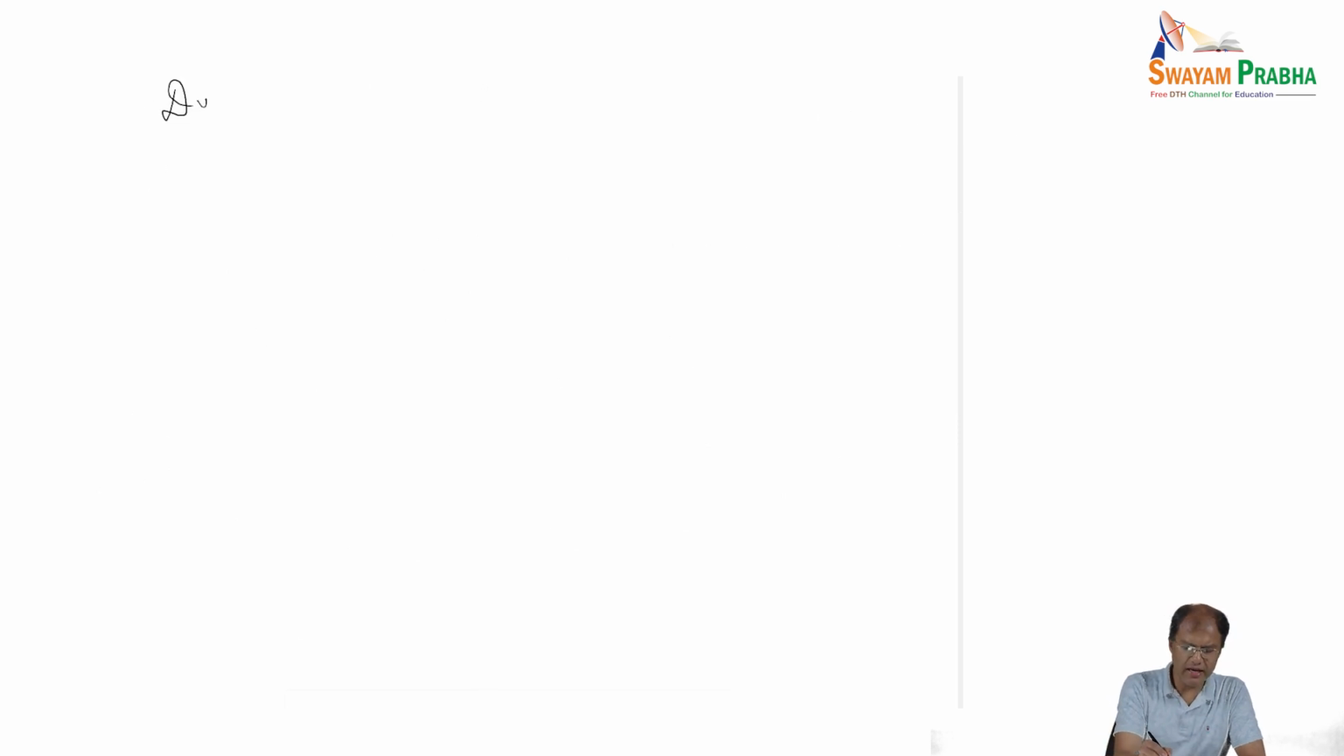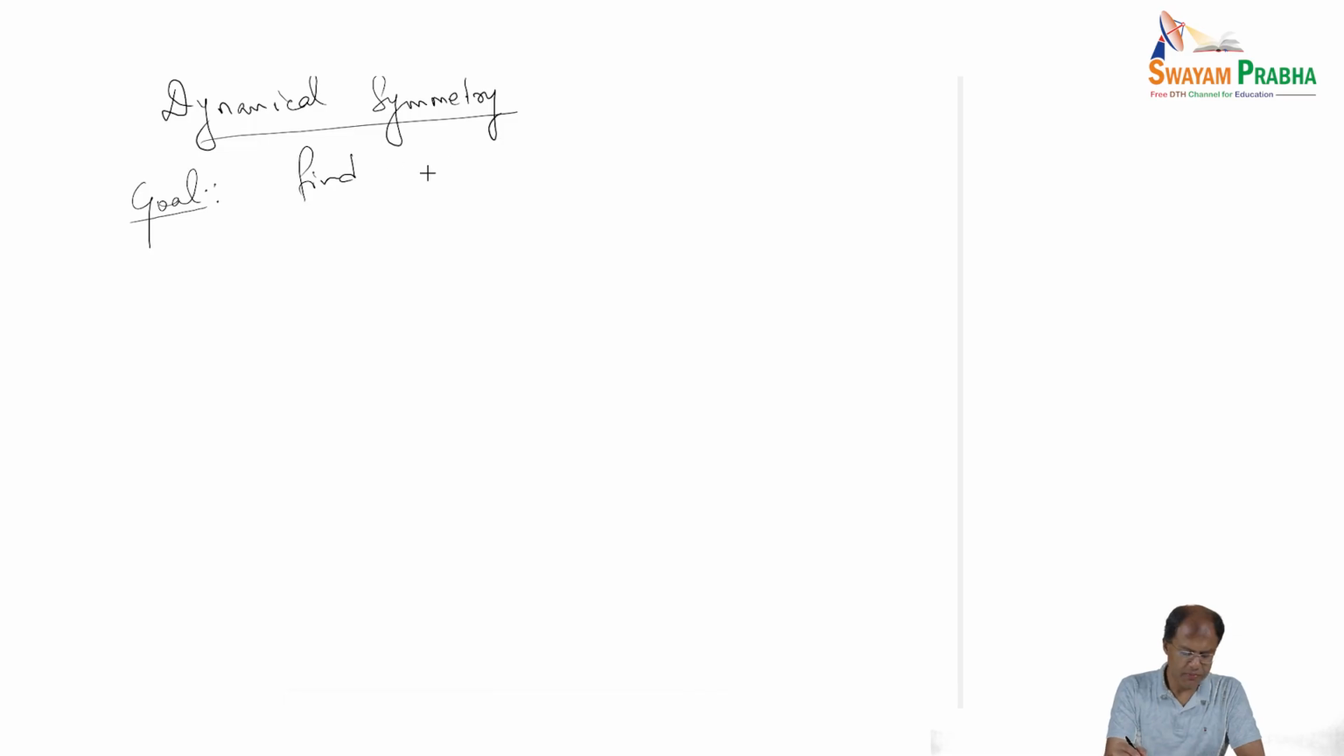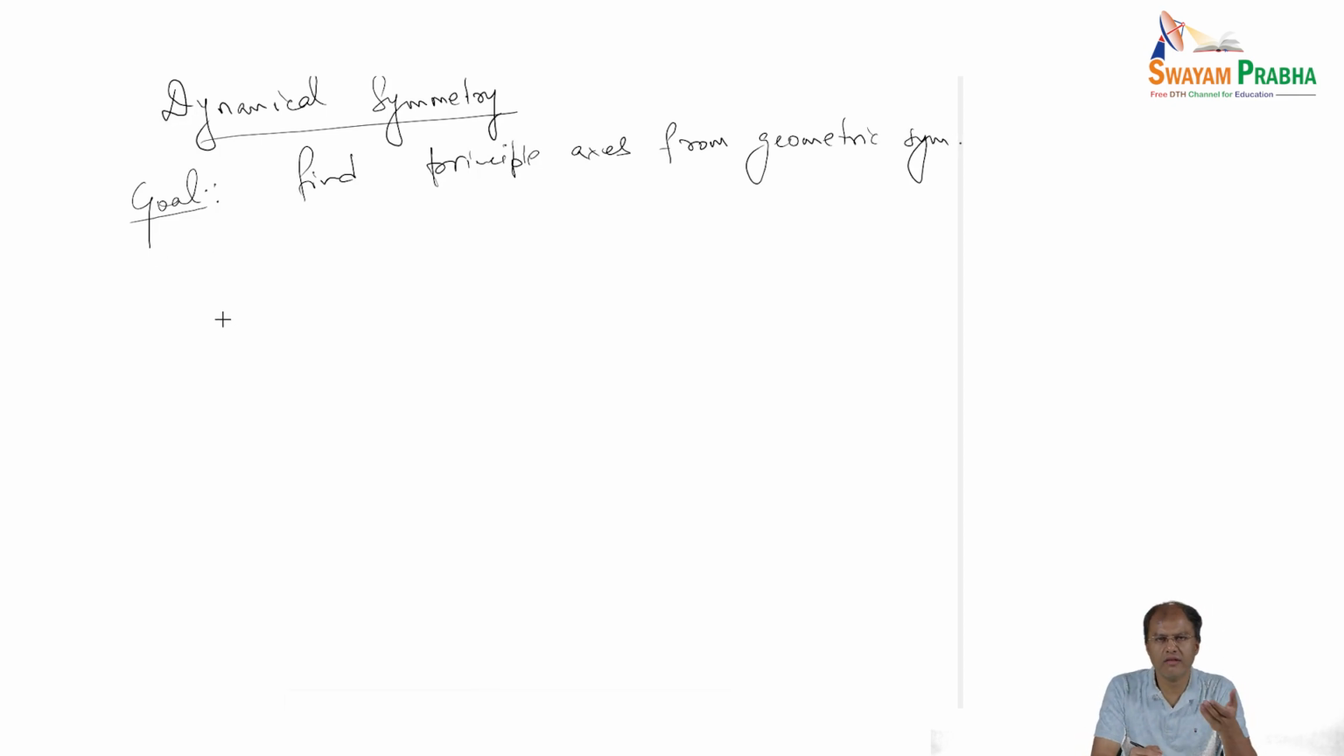So how about finding the principal axis using dynamical symmetry? The goal is we want to find the principal axis from the geometric symmetries. In this discussion, I'll just provide some tips or rules which will allow us to find these principal axes purely from geometry.